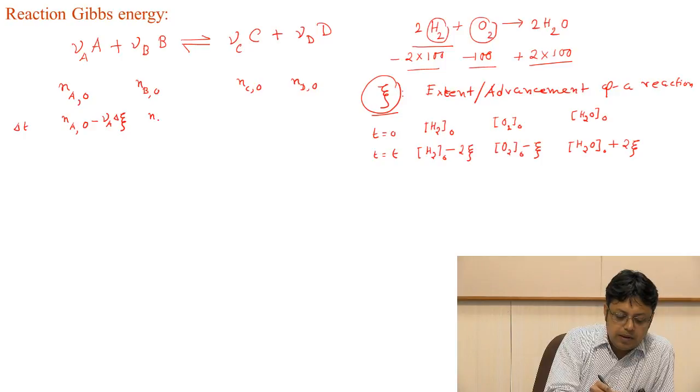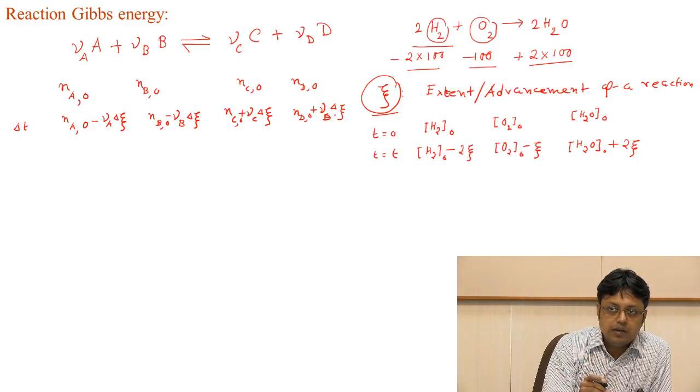Similarly, from B's perspective it will be Nb0 minus nu B into delta xi. From C's perspective it will be Nc0 plus nu C into delta xi, and from D's perspective it will be Nd0 plus nu D into delta xi. So delta xi is the advancement in delta t time. We can ask: what is the free energy change associated with this reaction?